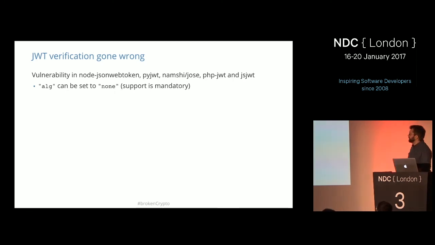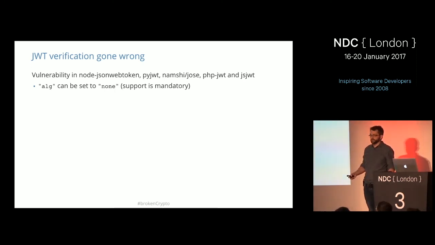One thing is that the JWT standard supports an algorithm called none, which means what it says. There is no signature. So if you could send in a token and just set it to none, then you could once again become whoever you wanted to be.